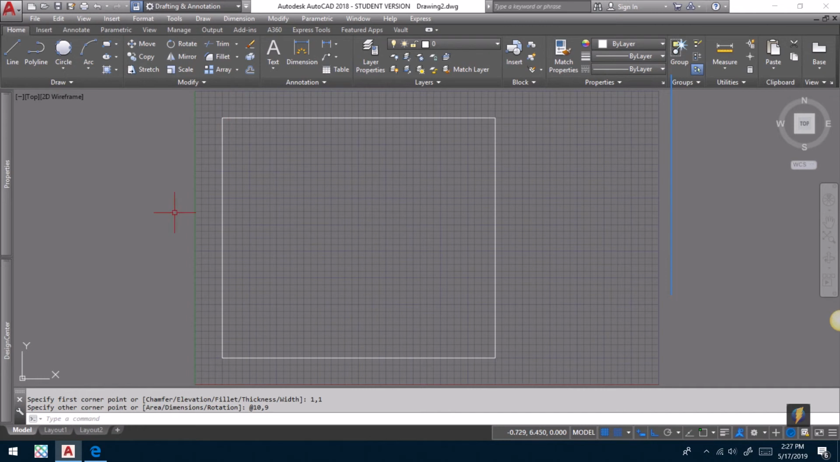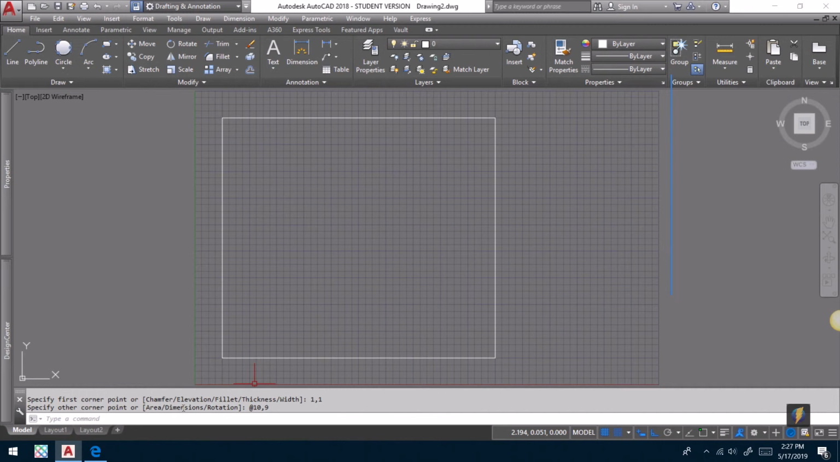The other option was, instead of just using a coordinate value, I could have used some area information. So if I knew the area of my rectangle, I could have chosen area and said I need a 45 square inch area, and it would have drawn the rectangle to that shape.